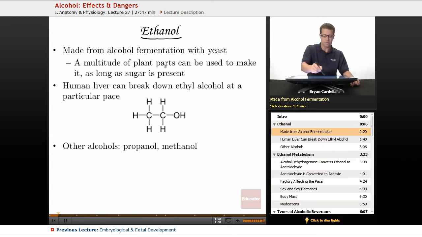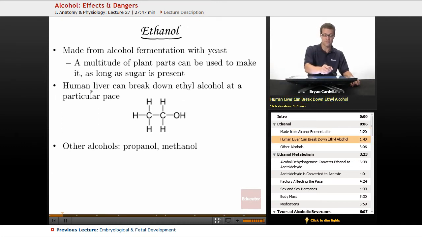And so a multitude of plant parts can be used to make ethanol, as long as sugar is present. So wine is not just made out of grapes. You can make wine out of plums. You can make wine out of apples. As long as the plant part has a significant amount of sugar to supply the yeast with glucose so it can then spit out the alcohol. The reason why grapes are so common with making wine is grapes have a really high amount of sugar in them compared to some other fruits.